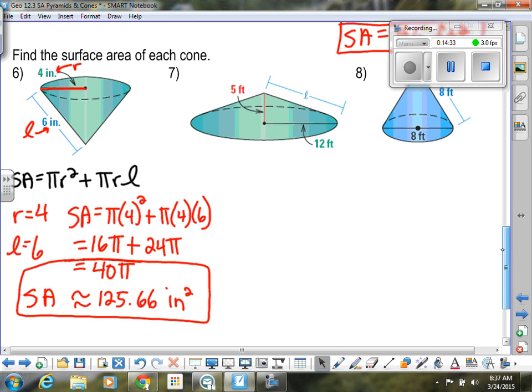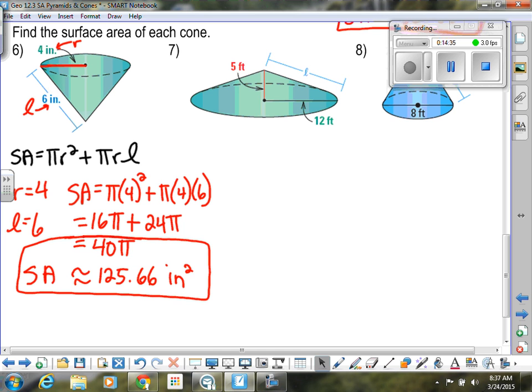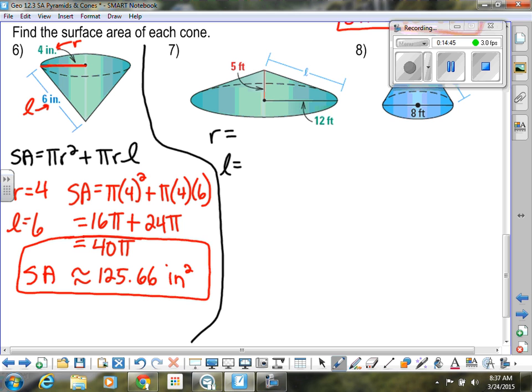All right, so let's do the middle example. So we just need R, and we need our slant height. Now notice they didn't give us slant heights here. Okay, so we're going to have to use a triangle. Remember, this is our radius and our height. So my triangle is going to look like this. We're going to have 5 on the height side, 12 on the radius side, and L for the hypotenuse.